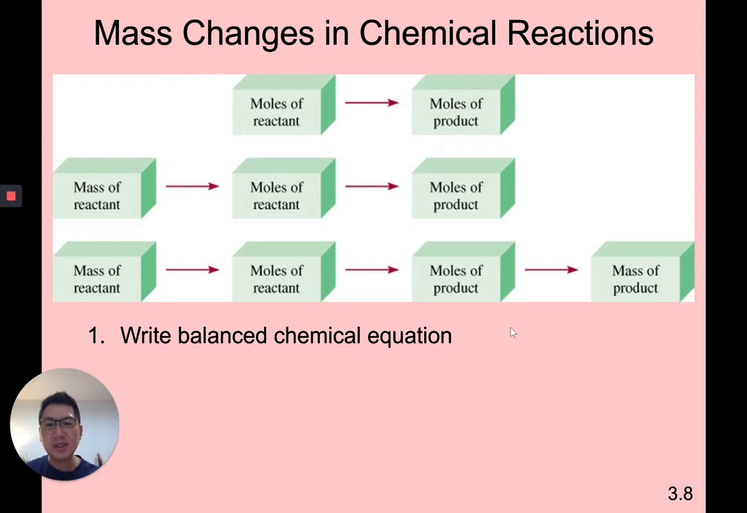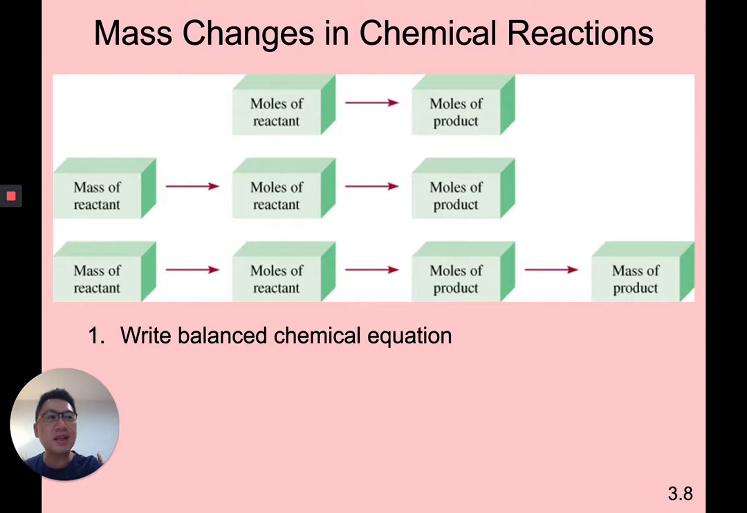A basic type of stoichiometry problem. Before we go over a basic or average stoichiometry problem, one thing you need to know is, first thing is the balanced equation. If you don't have a balanced equation, you cannot do a stoichiometry problem.